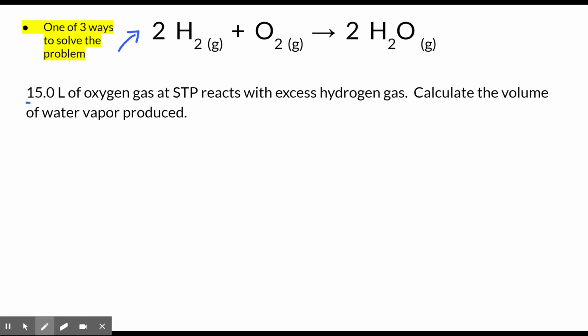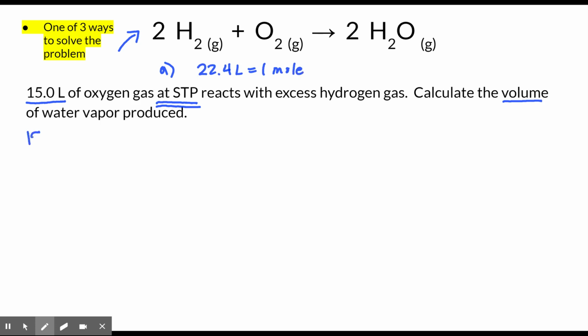We are told we have 15.0 liters of oxygen gas at STP. I like where this is going. It's reacting with excess hydrogen. We want to calculate the volume of water vapor produced. So let's use shortcut A. And this is just to use that relationship: 22.4 liters is equal to 1 mole of any gas, or in this case, oxygen gas at STP.